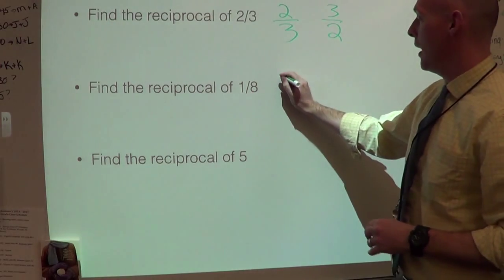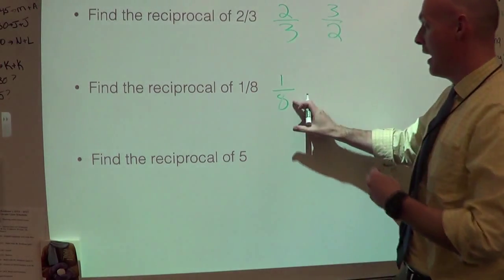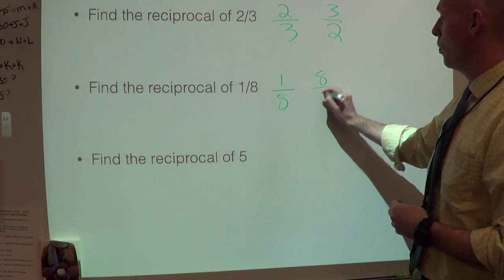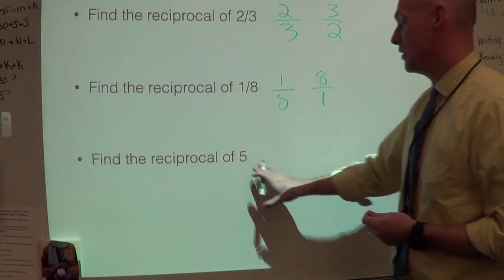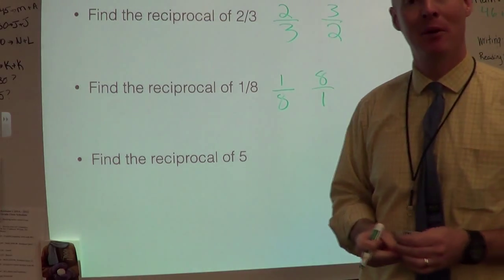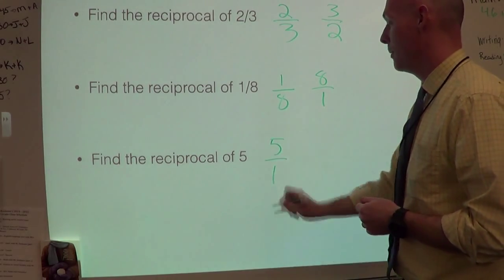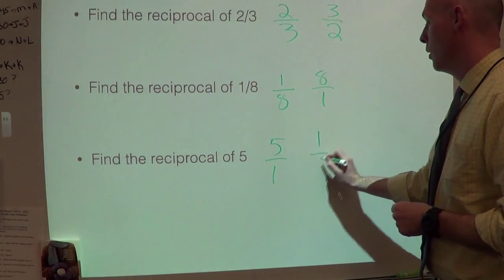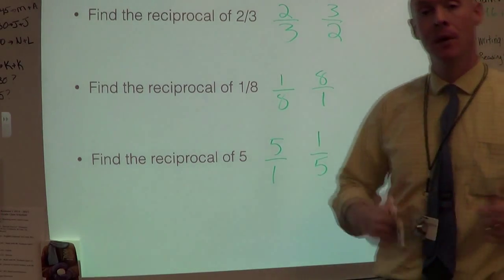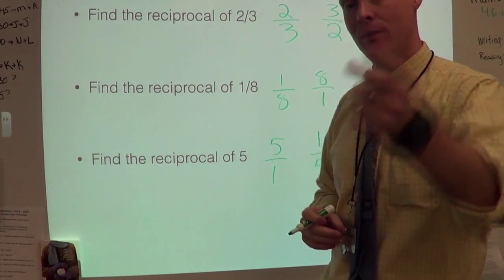Find the reciprocal of 1/8. Flip it around. 8 goes on top. 1 goes on the bottom. Find the reciprocal of 5. This is where it gets tricky because you have to remember that 5 is just 5 over 1. So 5 over 1 flipped around is 1 over 5. There's reciprocals. That's a step we're going to need to work on division, which we're going to kick off right now.